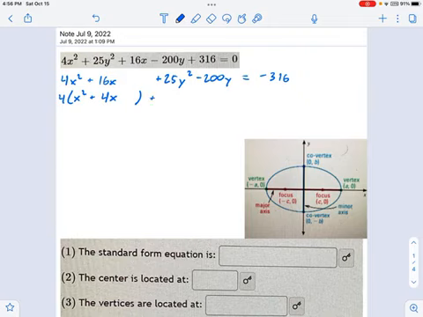And you've got a 25 factored out from this one. And what that leaves behind is y squared minus, what is this, 8y? I think it's going to be 8y. Okay, negative 316. And I'm leaving some space there at the end of those parentheses because what I want to do is do something called completing the square.